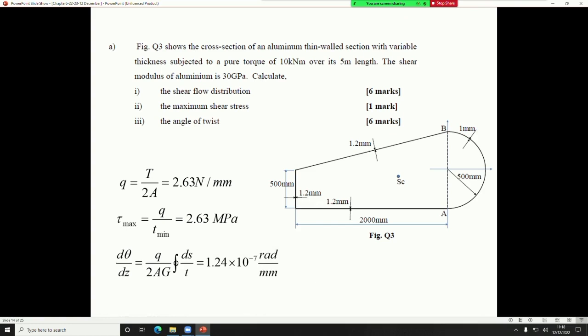Now, this is the rate of twist. I've been asked to find the angle of twist. I multiply it by length. So I multiply it by the length, and it hasn't asked me to find it in degrees, so to save time, I just write it in radians. If you want to convert it to degrees, fine. So this is a single cell, very similar to the questions we solved during the lectures.